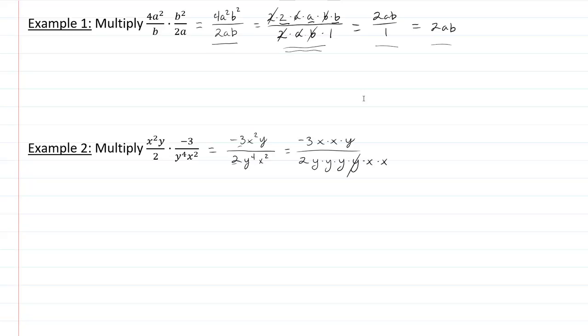So we cancel the y's, cancel 2 x's, and what we're left with is a negative 3 on top, and 2, and we have 3 y's, so why don't we write that as y to the 3rd. So it's negative 3 over 2y to the 3rd as our answer.